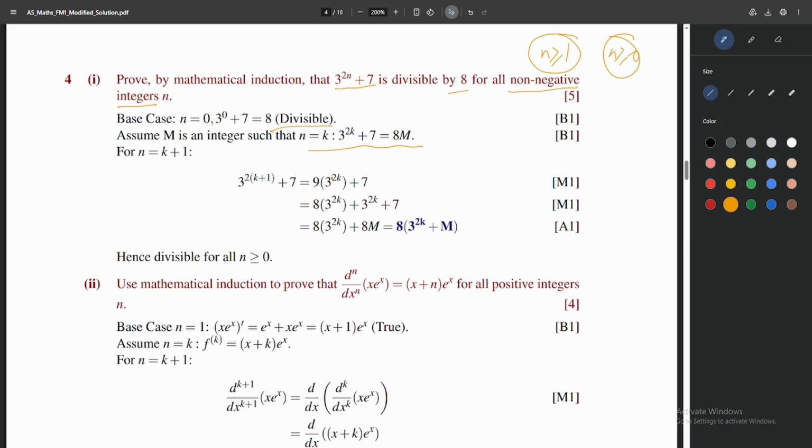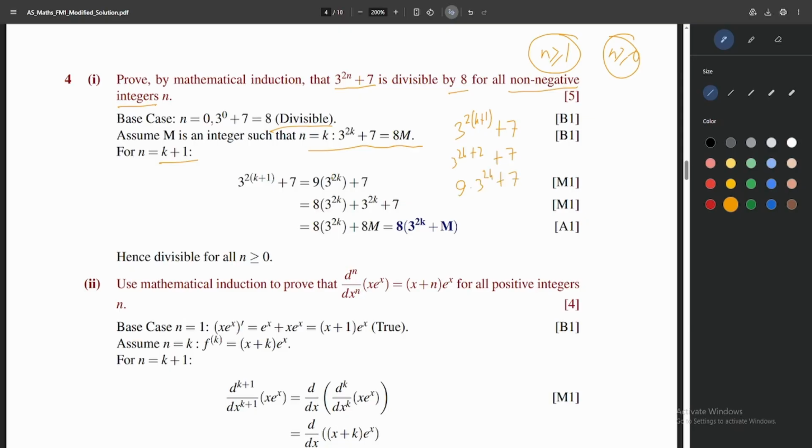And then we show that it's true for the next integer. So yeah, let us do that. Let me just rewrite it. So 3 to the power, we are showing for n equals k plus 1. So 2 times k plus 1, plus 7. So that's 3 to the power 2k plus 2, plus 7. We can take the 2 forward, right? So we can turn this into 9 times 3 to the power 2k, plus 7.